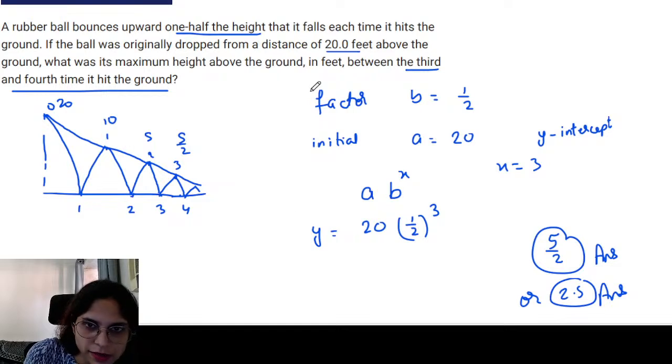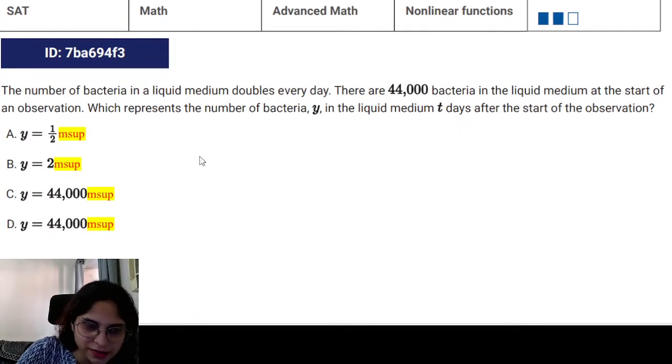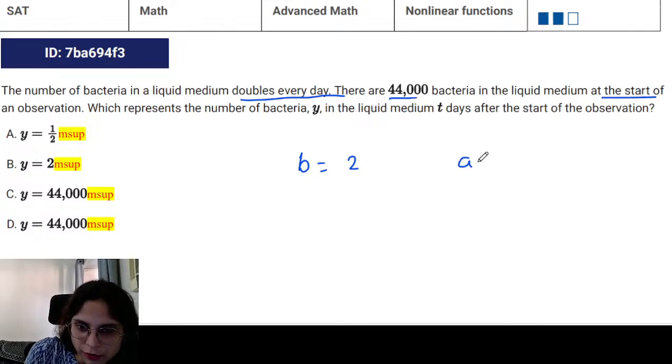Next is question number 79. That's going to be on page number 80. Here also you have to write the equation, and there is an m sub. So we will write the formula directly here. Number of bacteria doubles every day. Doubles every day, that means your value of b is 2. There are 44,000 bacteria in the liquid medium at the start of observation. That means the value of a is 44,000.